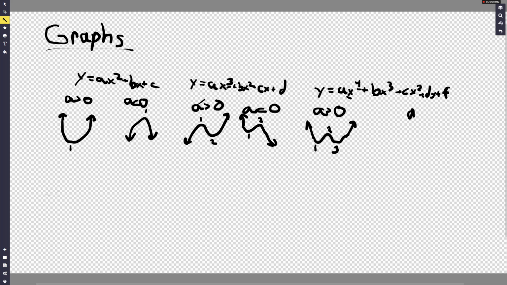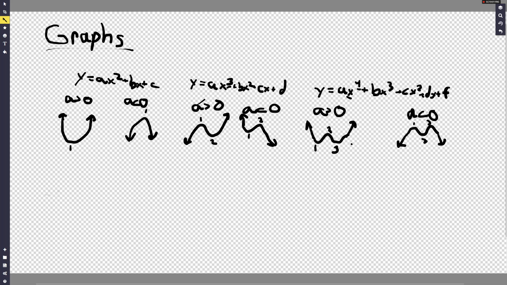And if a is negative, then we know that it's going to be facing down. So we know its end behavior is going to be going negative, right? So it's going to look something like that, just an upside down W. We know it's going to be looking something like that. Okay? So we got 1, 2, 3.